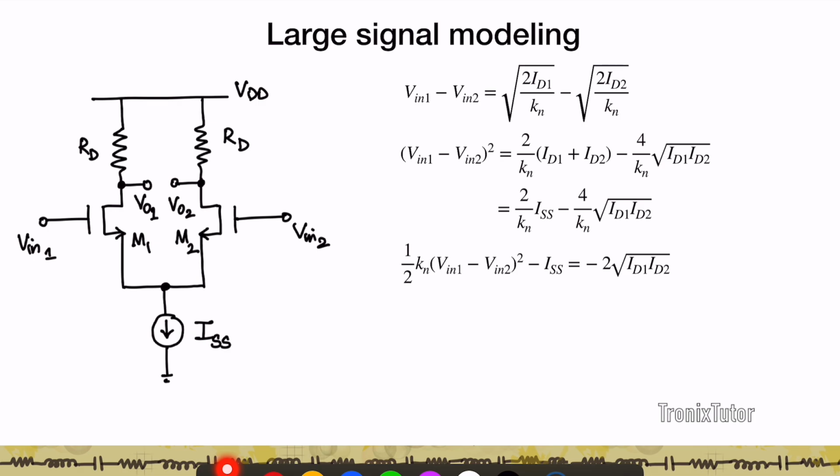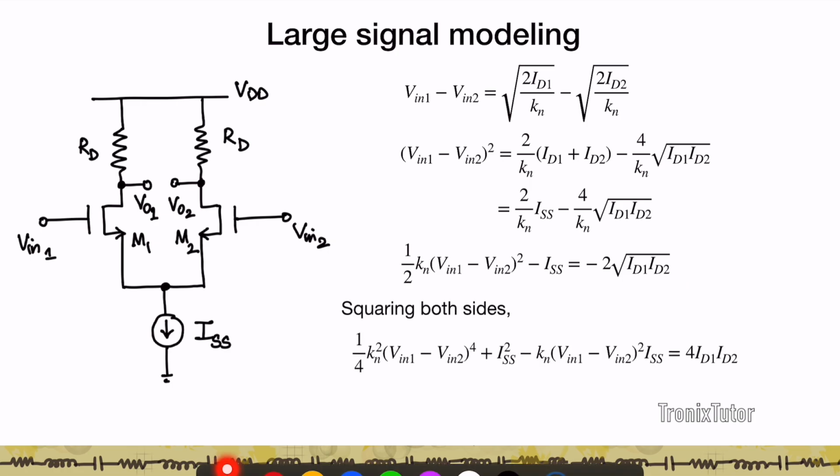Or therefore, recollecting the terms, I have half Kn Vin1 minus Vin2 the whole squared minus ISS is equal to minus 2 times square root of ID1 ID2. Remember, I want to establish a relationship between the difference in ID1 and ID2 versus Vin1 and Vin2. So let's square both sides again. When I square both sides, I get 1 by 4 Kn squared Vin1 minus Vin2 to the power 4 plus ISS squared minus Kn into Vin1 minus Vin2 the whole squared times ISS is equal to 4 ID1 ID2.